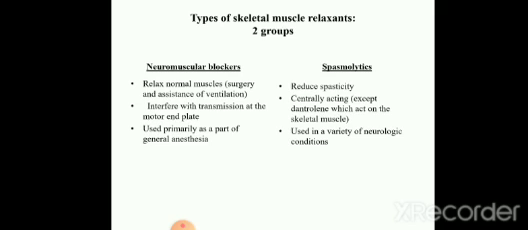The skeletal muscle relaxants, as it implies, are drugs which relax skeletal muscles, divided into two groups. One is neuromuscular blockers, another one is spasmolytics. Neuromuscular blockers, as the name implies, are drugs which act in the neuromuscular junction. The spasmolytics act through other mechanisms and reduce the spasm of muscles. Students should remember that skeletal muscle relaxants can traditionally be classified broadly into two groups: neuromuscular junction blockers and spasmolytics.